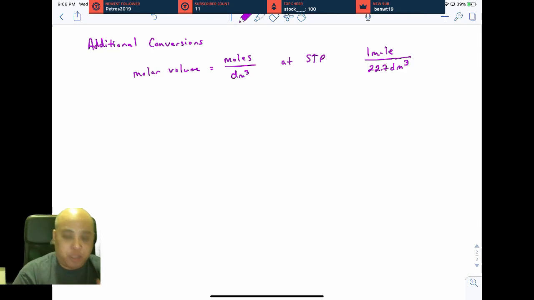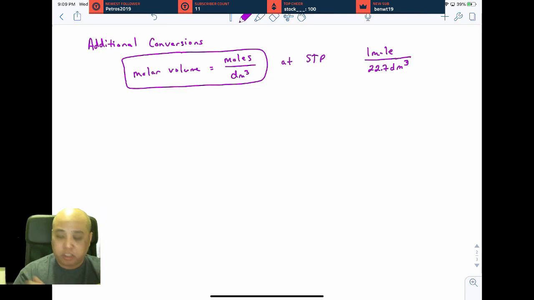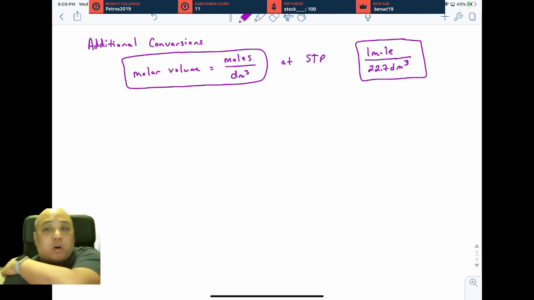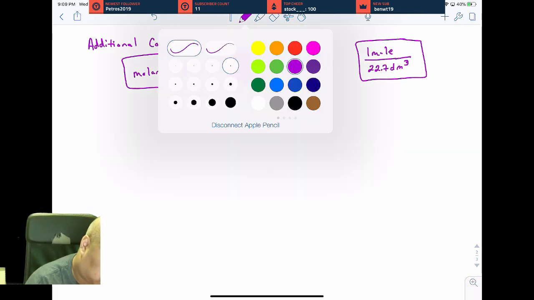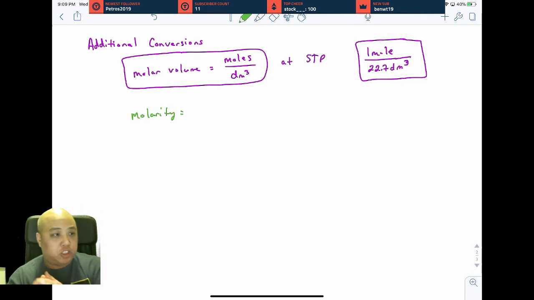And so you can use this equation if you want to manipulate it for the superproportion, or you can use this ratio if you want to do factor label or proportion method as well. And those are always true. If it's not at STP, then you have to manipulate it a little bit, but it's not a big deal. Okay. Another one you might need to know is molarity. Molarity is the main version.